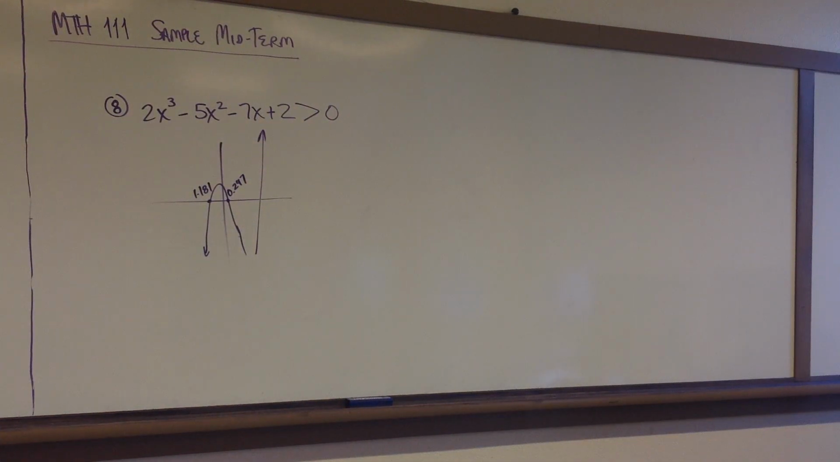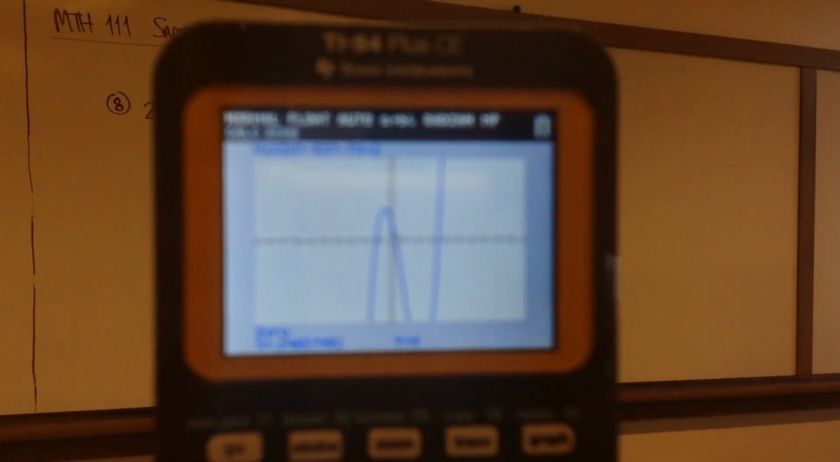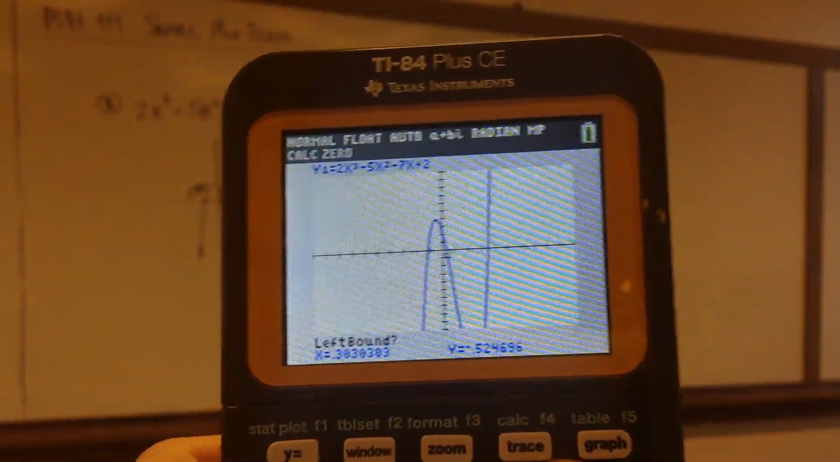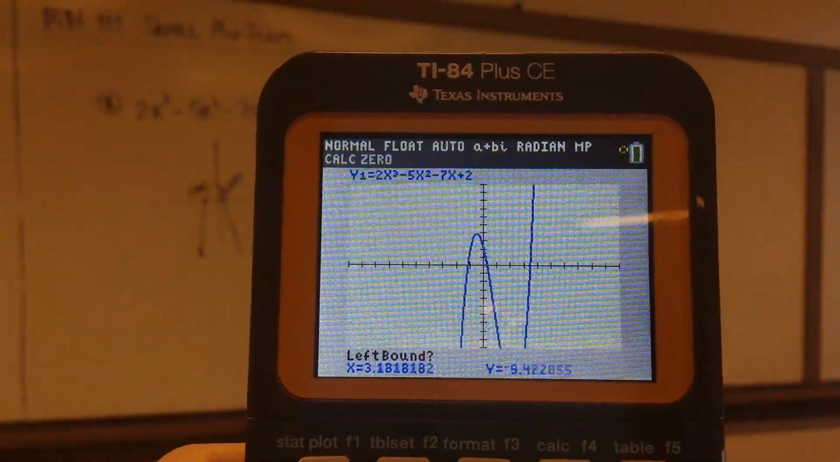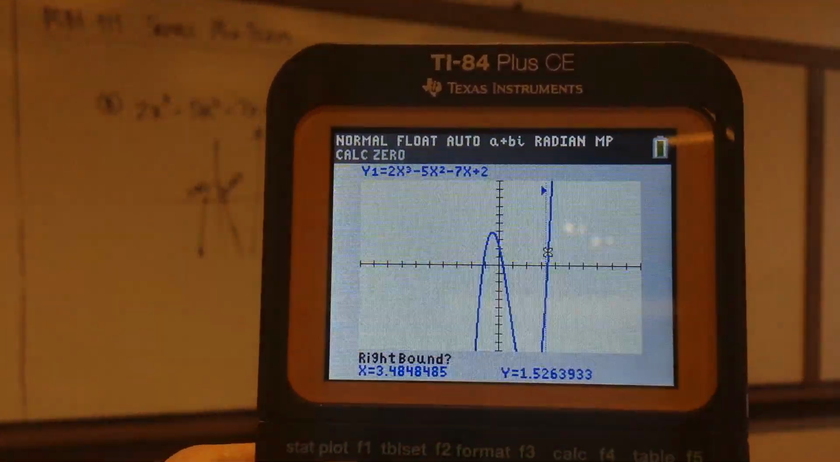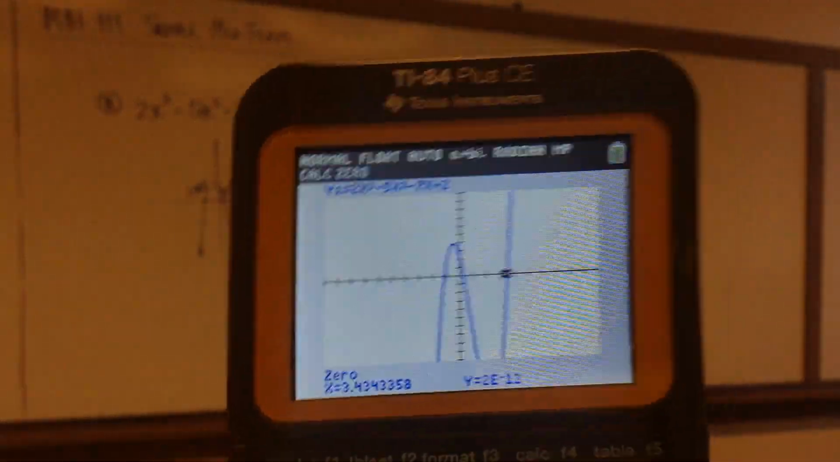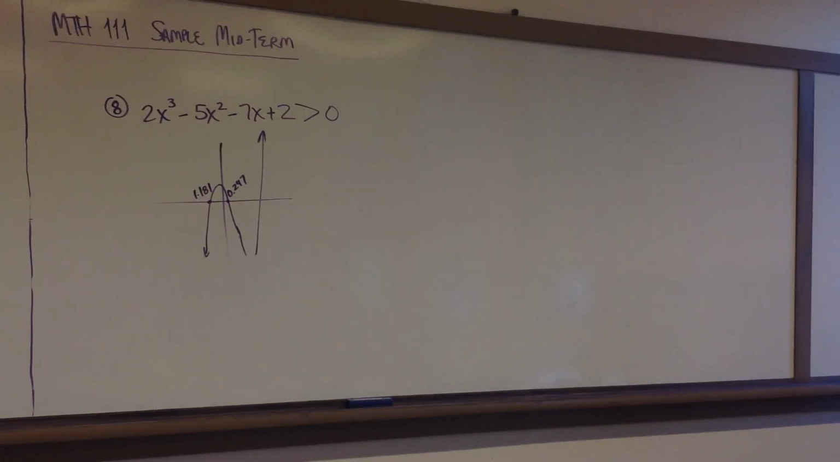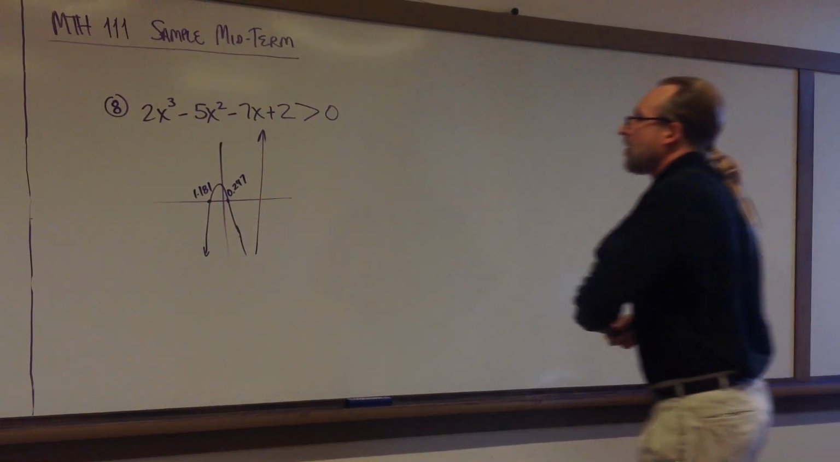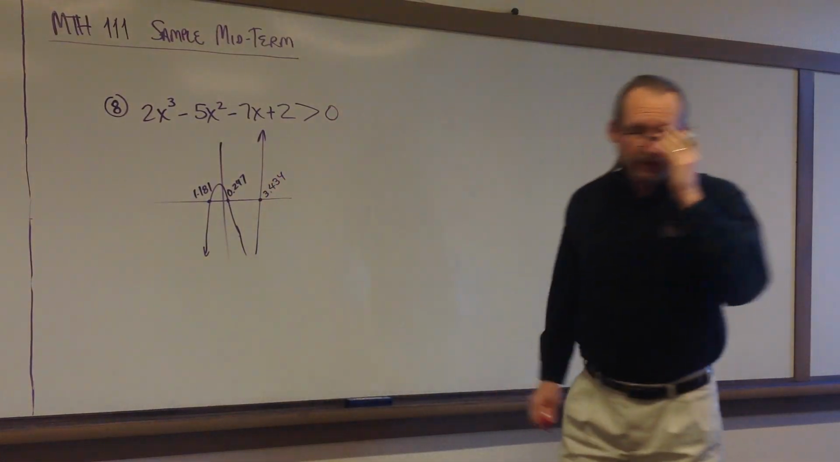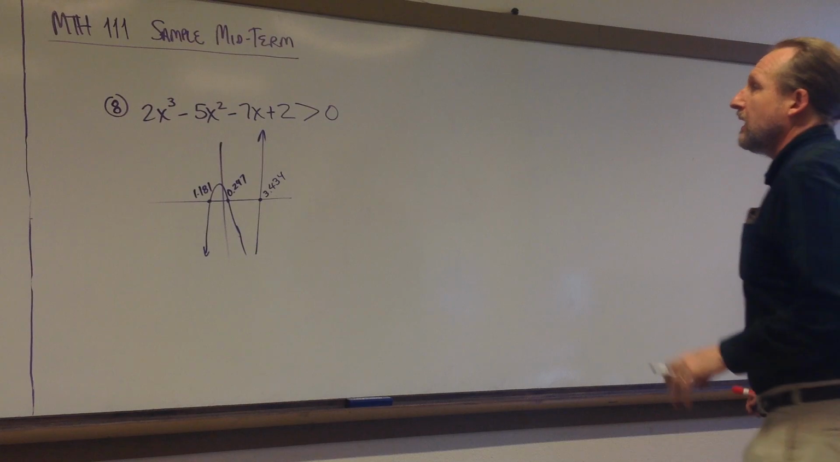And now we'll do the last one here. Same process, second trace, choice number 2. Now we've got to go over to here. There's a good left bound. There's a good right bound. And there's the solution, 3.434. Okay, so those are our borderline points. Those are going to be a part of our answer.